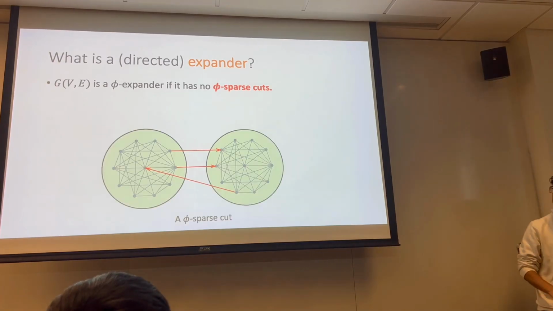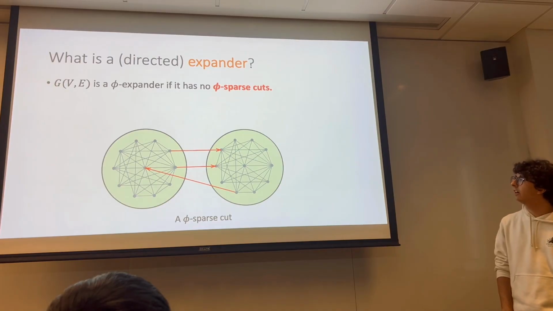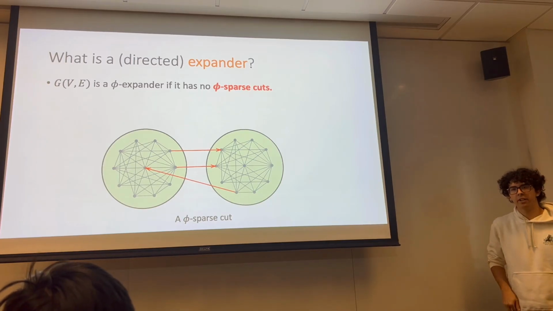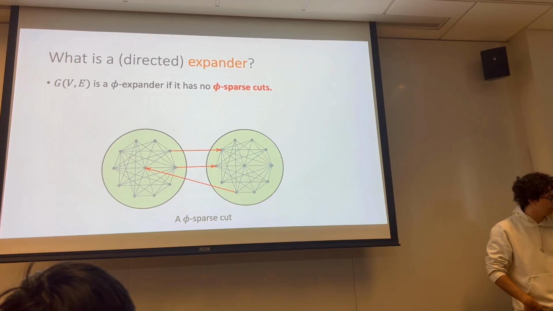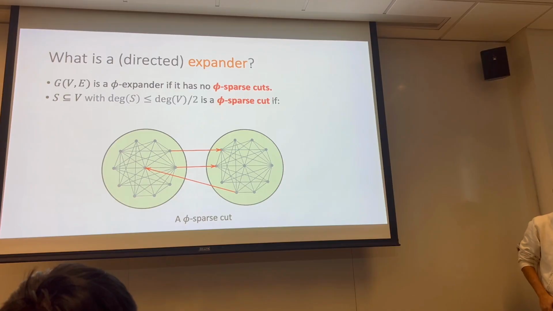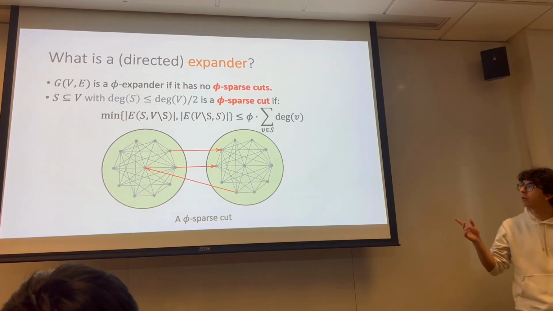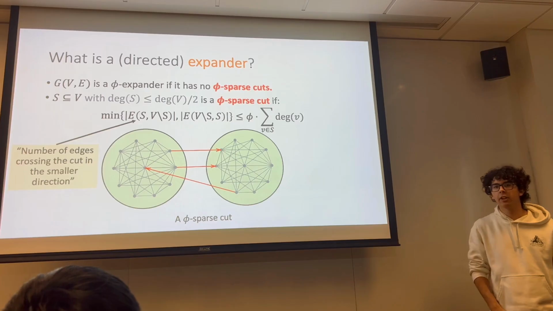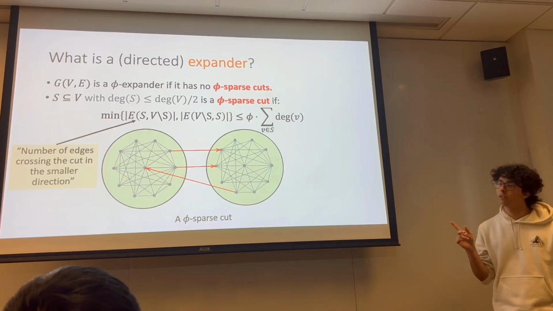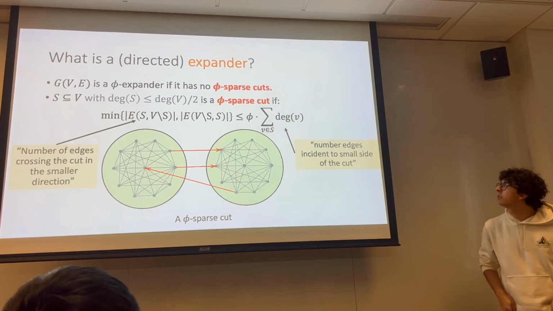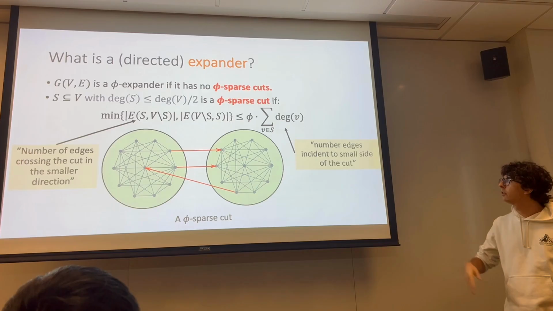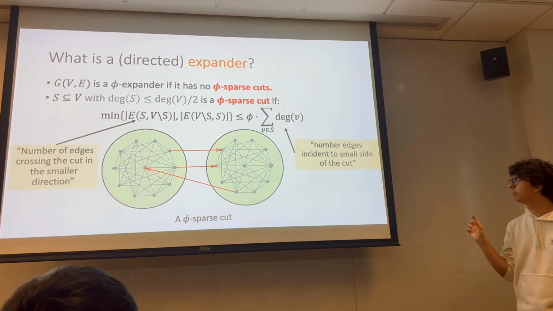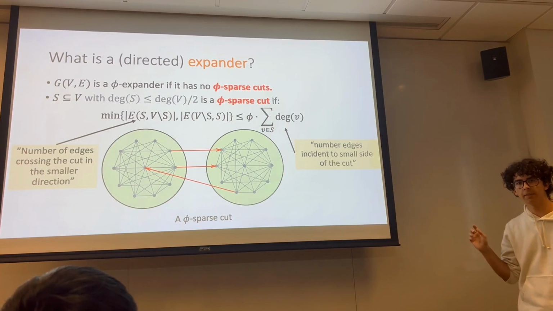What's a phi sparse cut? Well, it's just a cut in the graph where there are few edges crossing the cut, the edges in red there, relative to the number of edges on either side of the cut. Or more formally in math, a subset of the vertices is a phi sparse cut if it satisfies this equation. The left-hand side is the number of edges crossing the cut in the small direction of the cut. And on the right-hand side, it's this parameter phi times the number of edges incident to the small side of the cut. So it literally is just there are a few edges crossing the cut relative to the number of edges touching the smaller side of the cut.